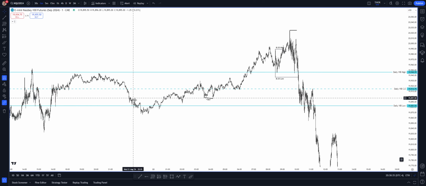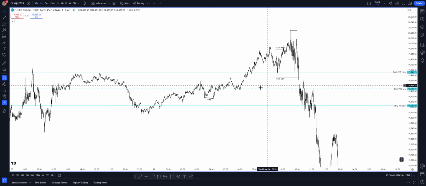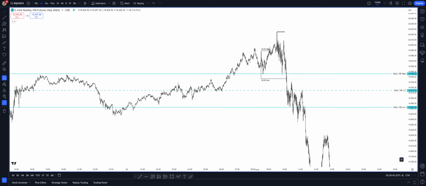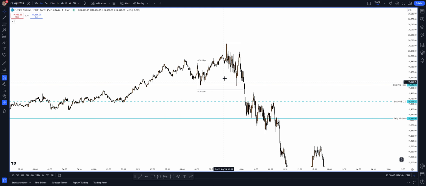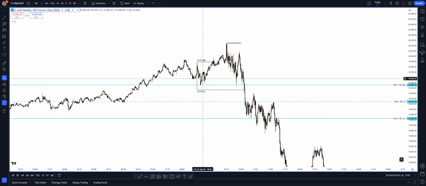So I'm gonna skip the overnight session because I covered it already in the live stream. I'm just gonna focus on the New York session instead. So here's the New York session right before market opened. We got an 830 low wick, 830 high wick.